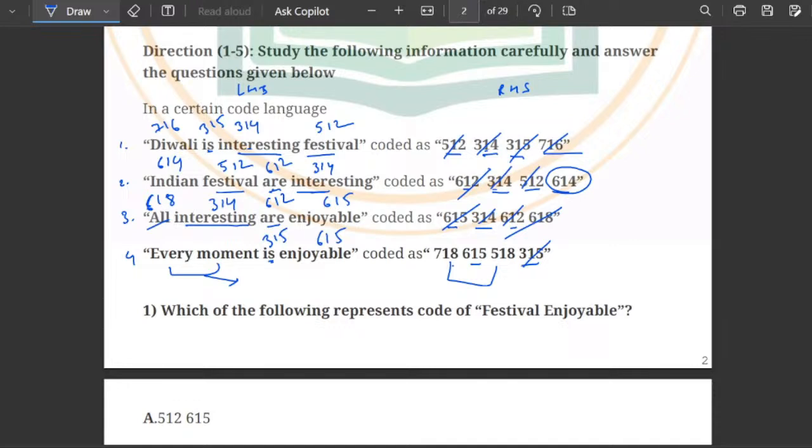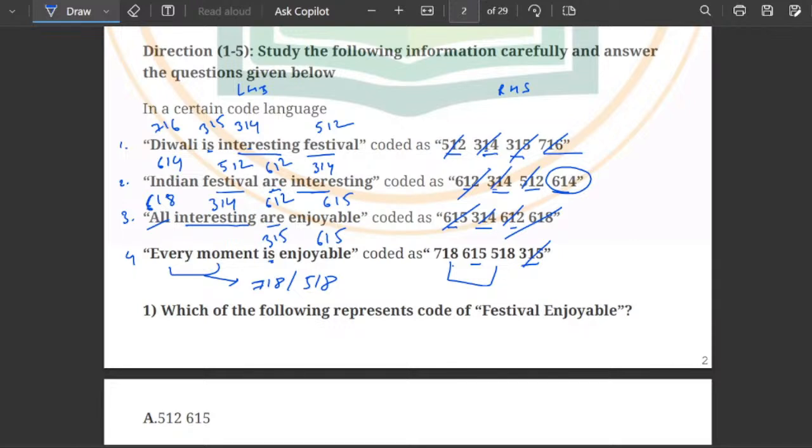718 and 518. That means 718 or 518. So either "every" will be 718 or "moment" will be 718. Either "every" will be 518 or "moment" will be 518. So this way we have to solve the question.